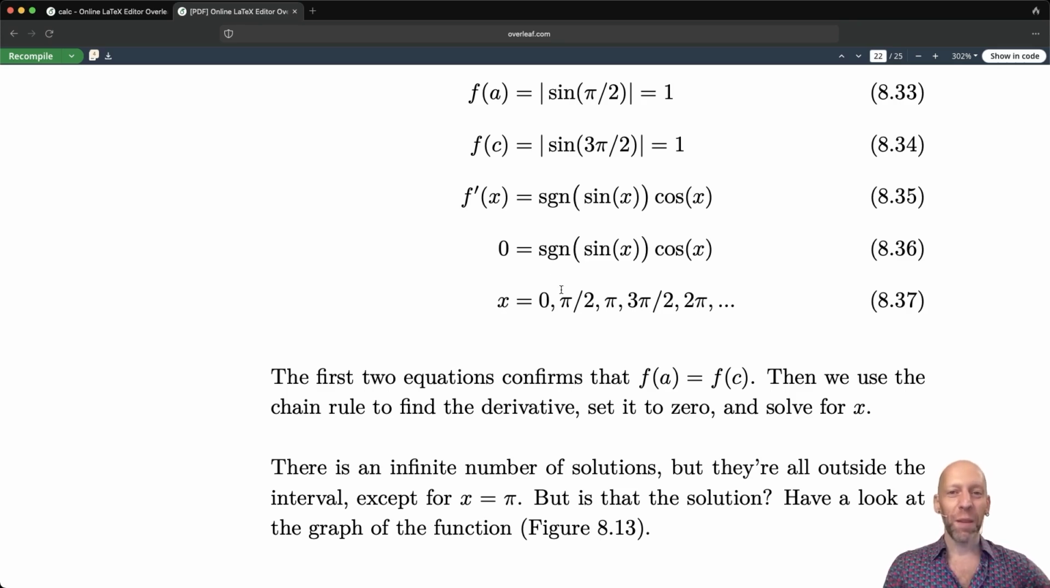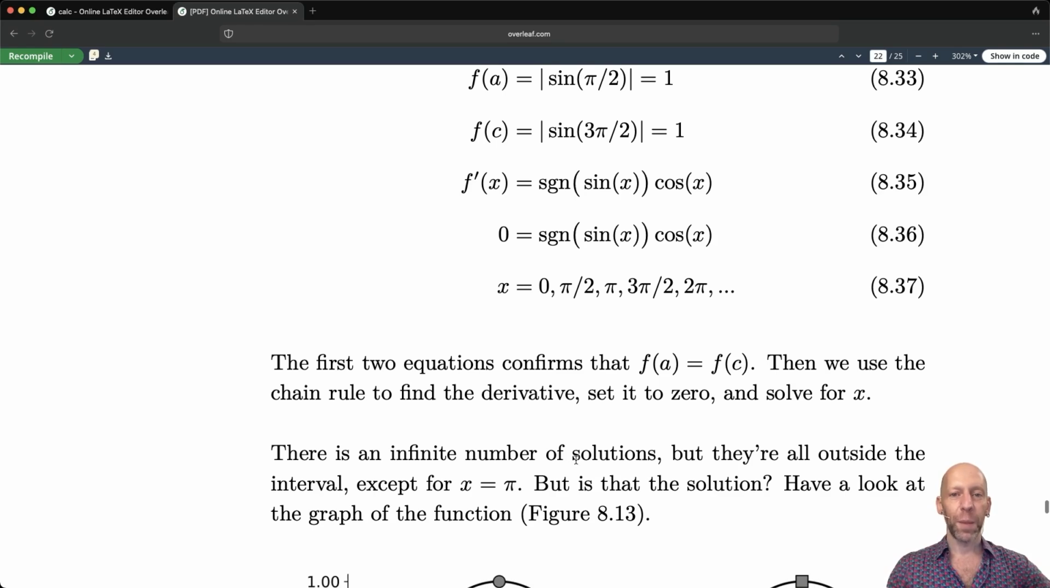Now we know from just Rolle's theorem problems that we don't actually care about all of these, the infinite series of solutions. We only care about the solutions that are within the interval bounds that we are given for this problem. Okay, but they're all outside the interval except for x equals pi. But is that really the solution? Obviously we should wonder if this is really the solution given that I wrote this question.